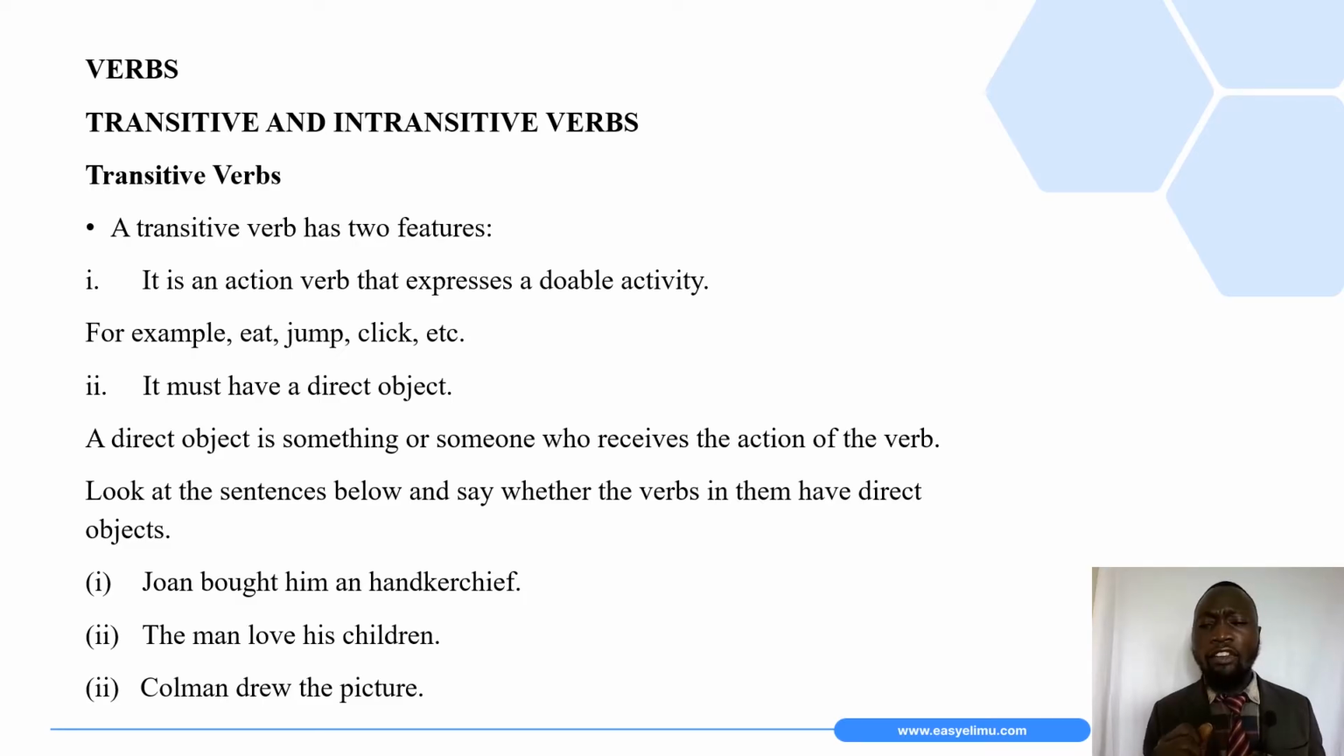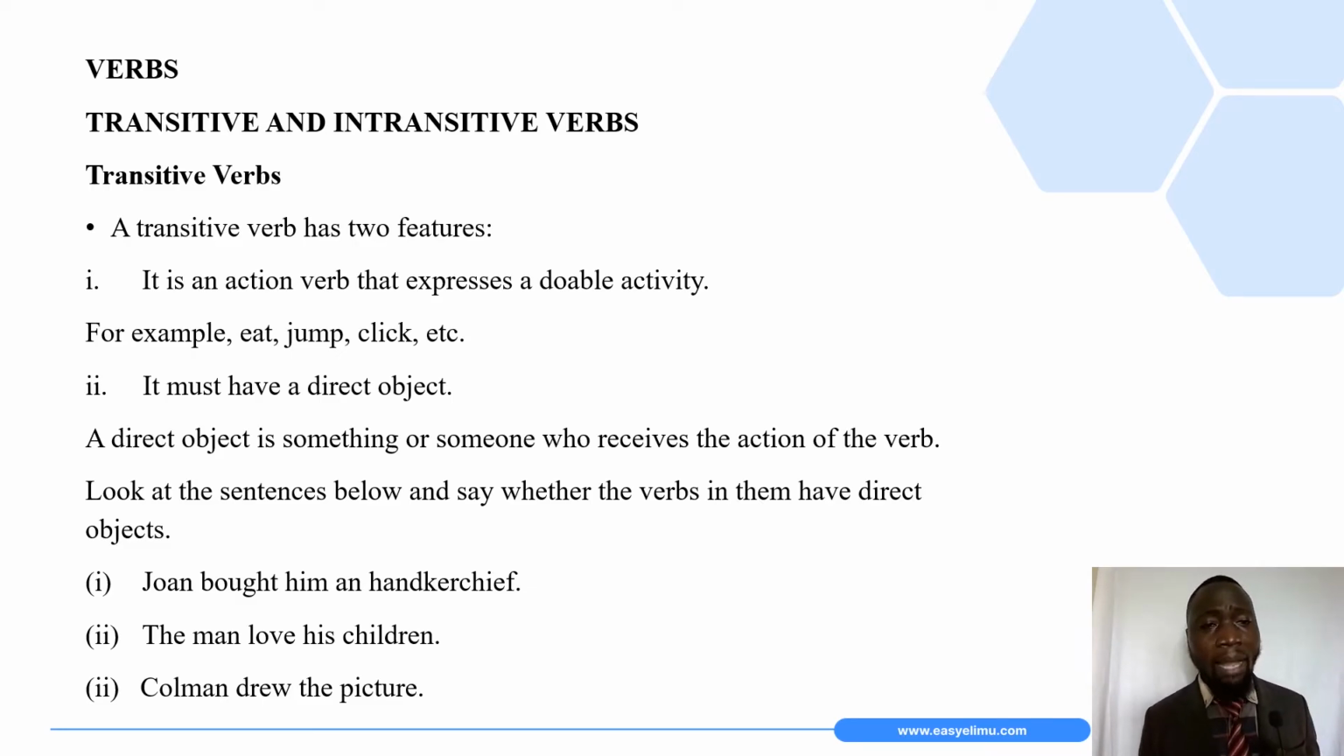Before we get to look at what transitive and intransitive verbs are, dear students, let us remind ourselves what verbs are. Remember that verbs are words that are used in sentences to indicate or show an action. Sometimes they are defined as doing words. They are called doing words because they indicate or show an action.